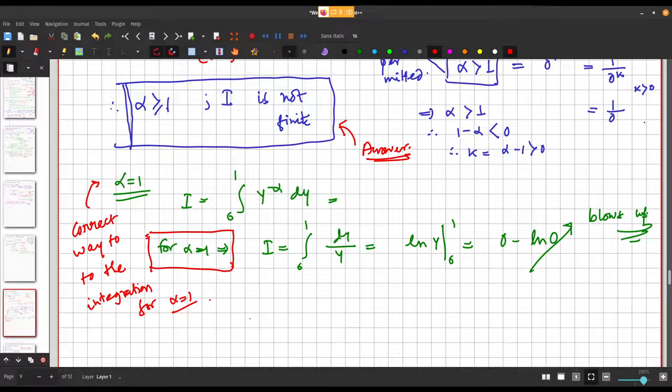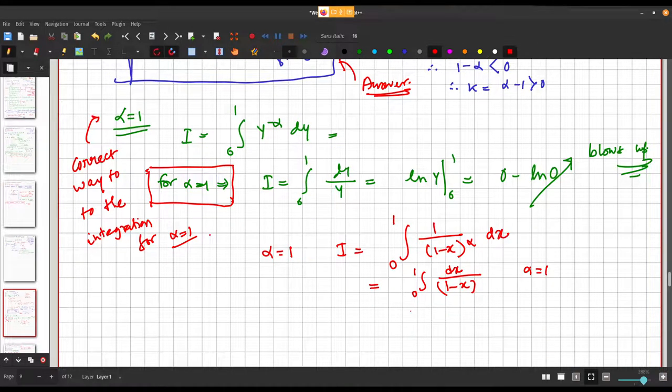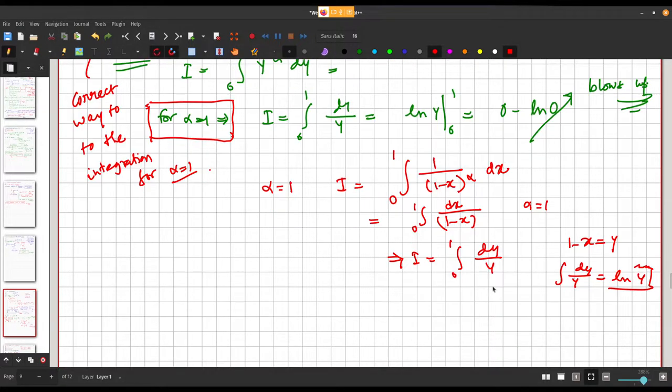Okay, so for alpha equal to 1, what will be the integration? Our integration was from 0 to 1 of 1 over 1 minus x to the power alpha dx, right? So for alpha equal to 1, this integration will be 1 over 1 minus x dx. Now you can substitute the variable 1 minus x equal to y, and you can rewrite this integration as the integral from 0 to 1 of dy over y. Now what is this integration? This gives you log of y, right? Is that part clear?